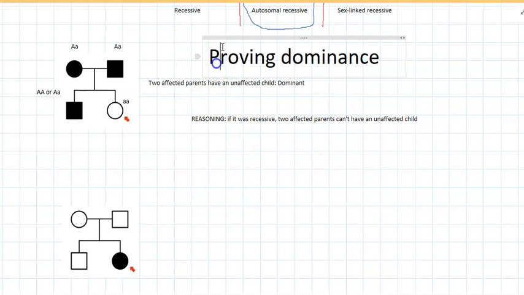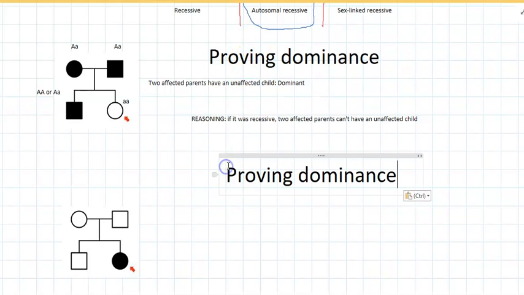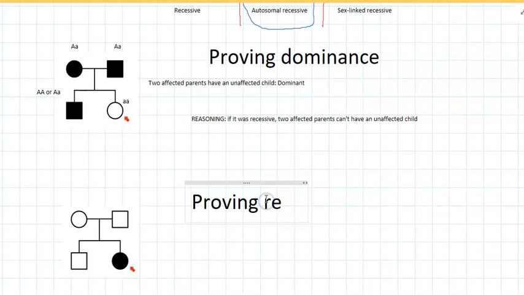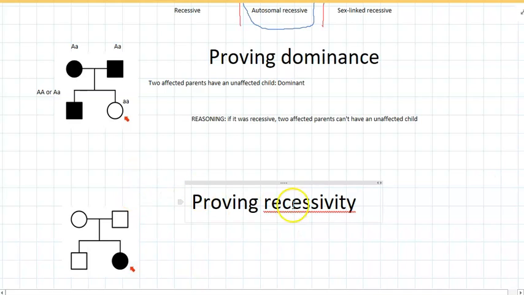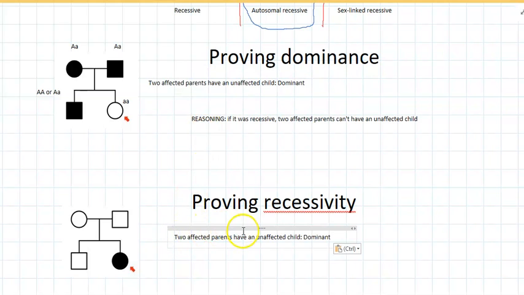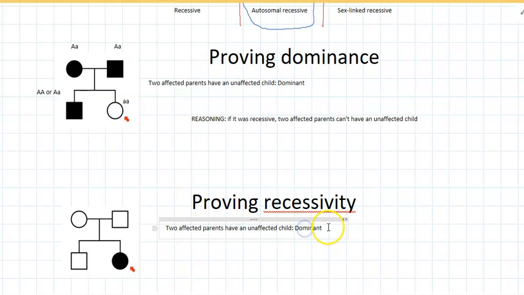Okay, well, we can also prove a recessive situation and a recessive trait. So proving recessivity, that's if you see this situation here. So two unaffected parents, if they have an affected child, it has to be recessive. And it's a similar line of thinking to before.